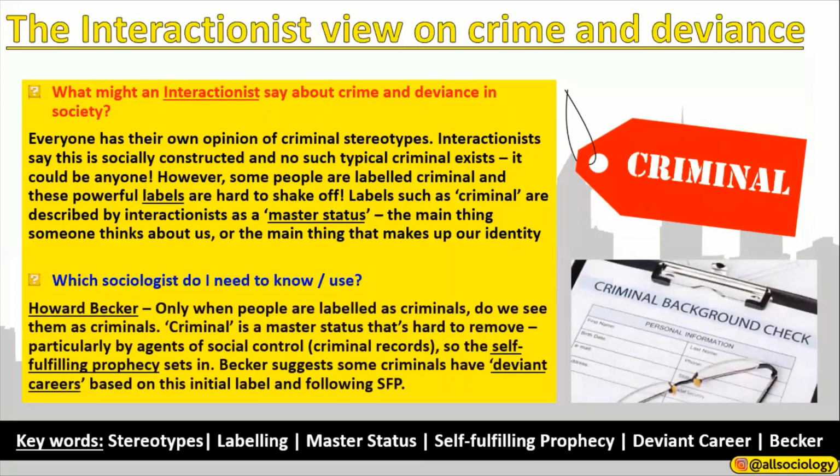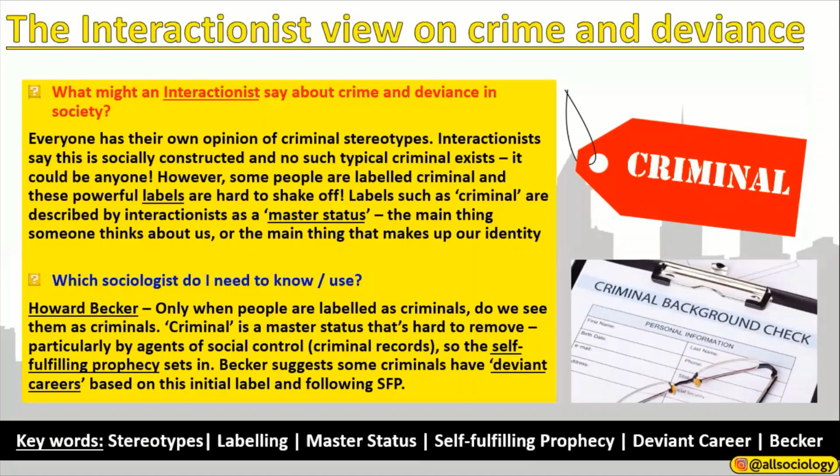So talking about Becker, again, what is a criminal? Someone is only a criminal when we label someone as a criminal. And I've said criminal about a million times there, but that's the nature of the Crime and Deviance podcast, I suppose. And criminal is this master status. It's very, very difficult to remove, particularly by agents of social control. So, for instance, the police: if you're a criminal and you've been in a few times, you've got a criminal record, that's a very hard label to shake off, a very hard master status to shake off.